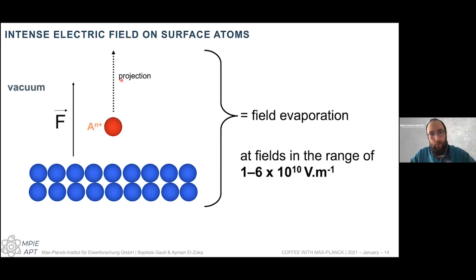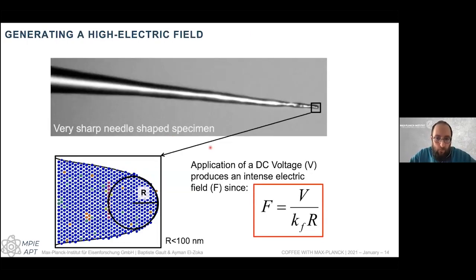So how can we reach such fields? We can reach a very high field by looking back at some electrostatics that you might have done during your undergraduate. If you take a sphere of radius R and you charge it to a voltage V, the electrostatic field at the surface of the sphere would be V divided by R.